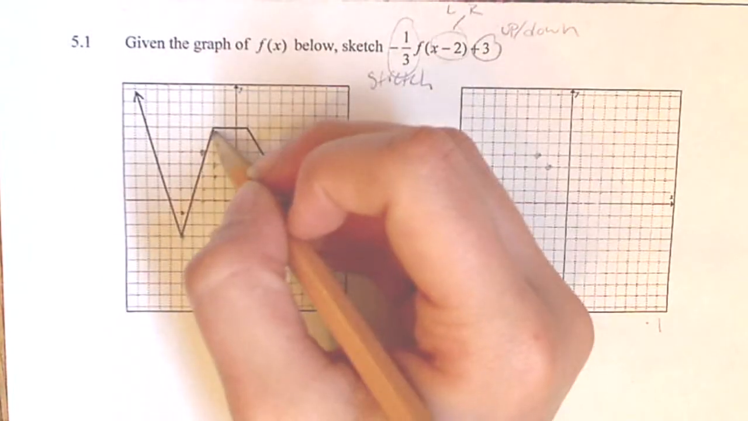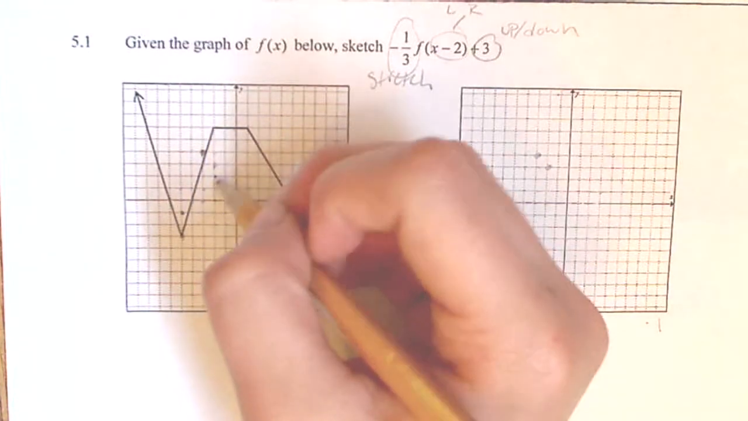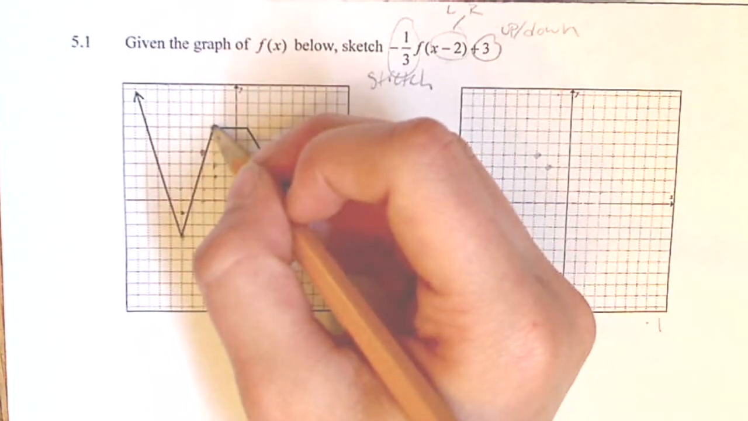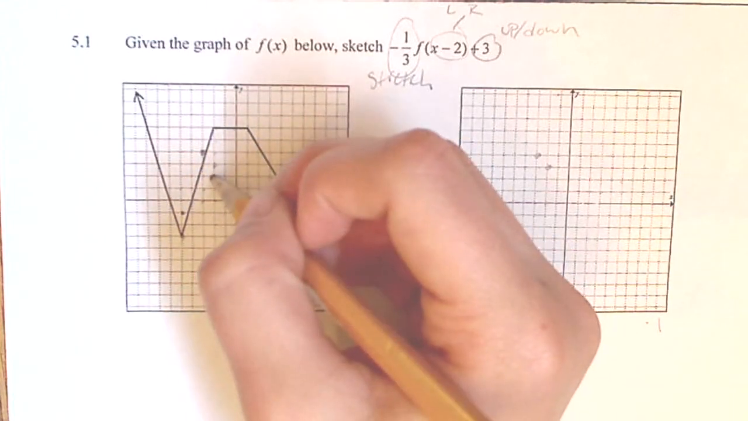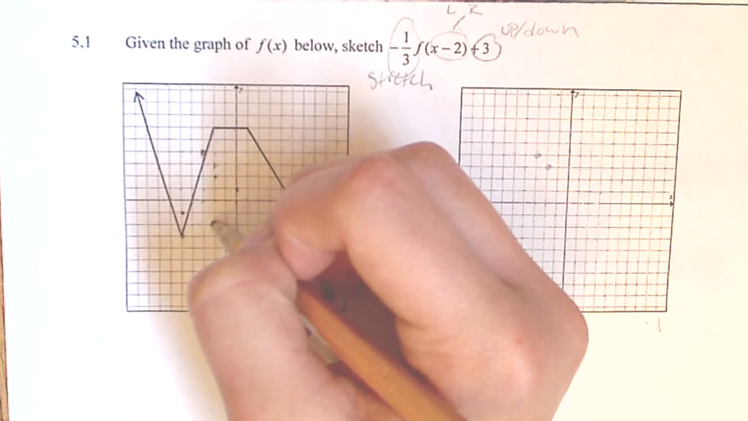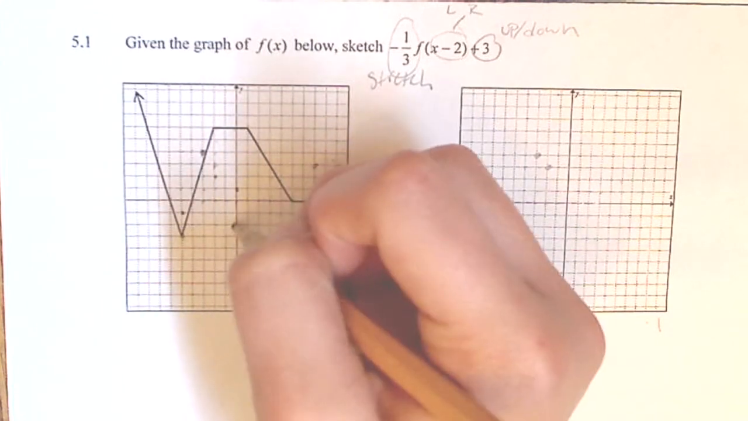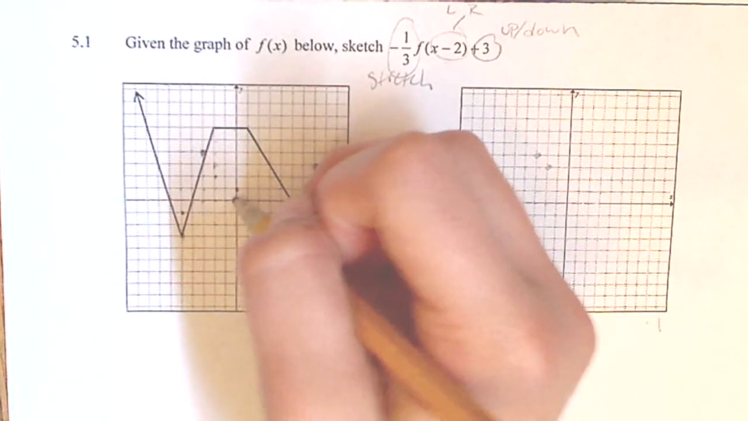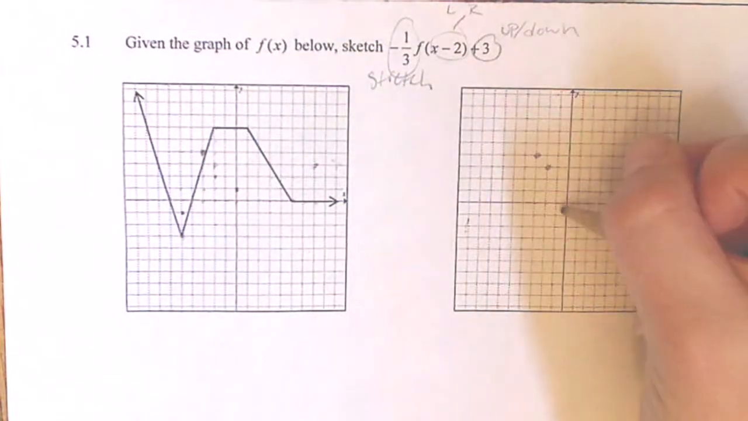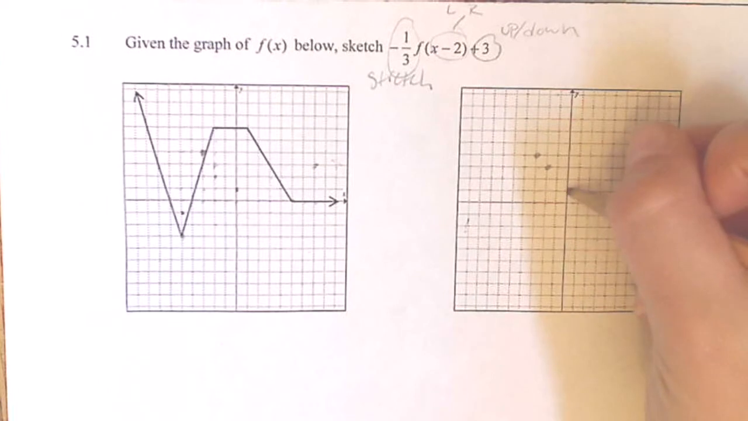Okay, so then this point up at the top is at 6. 1/3 of 6 is 2. It's negative, so we're going to put it down here at negative 2. Going to the right 2 and up 1, 2, 3. So it's at 0, 1. So we go to this graph and go 0, 1.